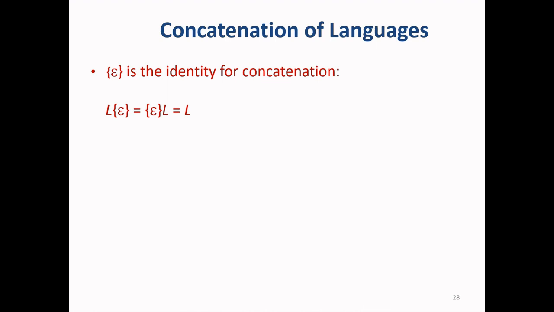Some properties of concatenation. Epsilon is the identity for concatenation, that is, language L concatenated with epsilon is equal to epsilon concatenated with L, which is equal to L. And null is a zero for concatenation, that is, L concatenated with null is equal to null.